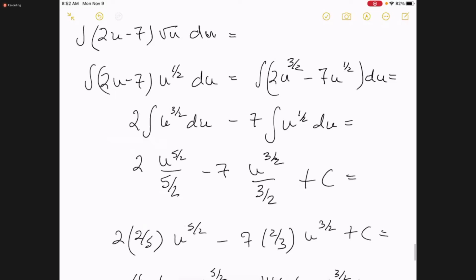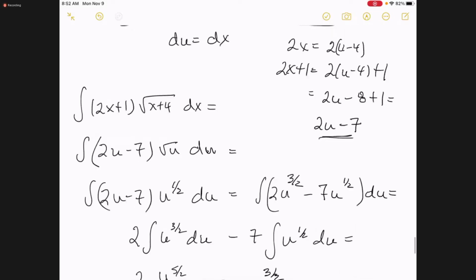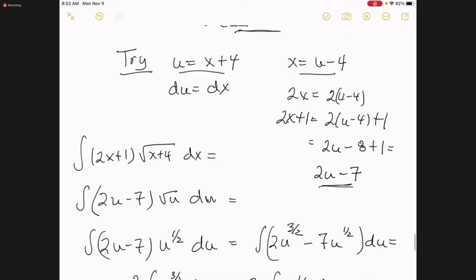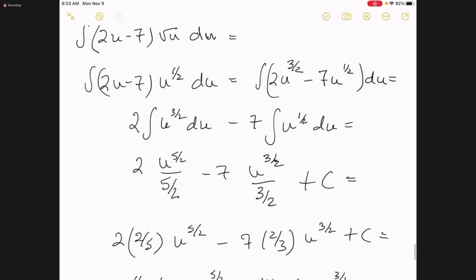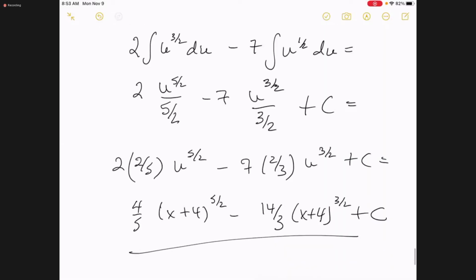So sometimes you can use a u substitution in this way to get the troublesome part out of a denominator or out of a radical or something like that and move it out so it's basically in a polynomial and it's easy to evaluate. Any questions?